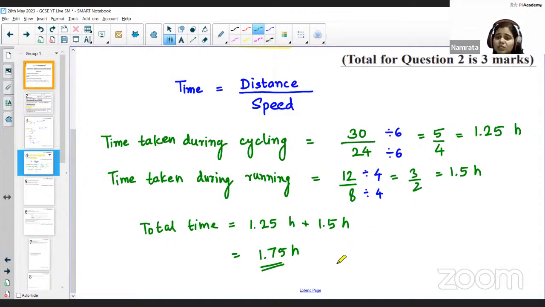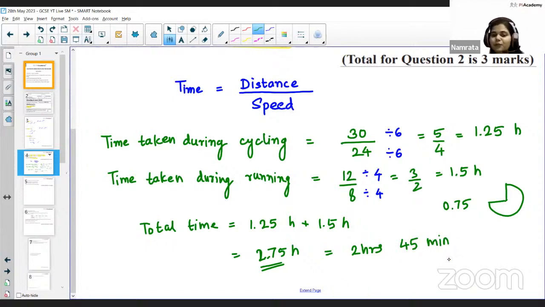And I need to convert this part in terms of hours and minutes. Yes, so that is 2.75 hours. So we need to convert it in terms of hours and minutes. That will give us 2 hours and 0.75 represents how much of the clock? Yeah, 3/4 part. That is 45 minutes. So that is 2 hours and 45 minutes.